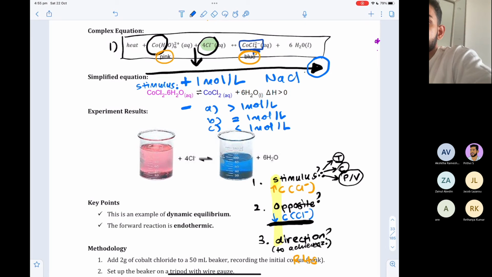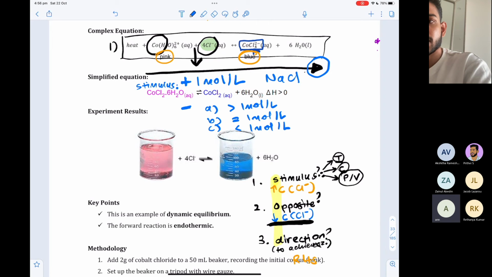And any ideas? Would it be B? Equal? Yeah, equal. So if I add 1 mole of sodium chloride, you're saying the equilibrium will shift to the right so much that all of that 1 mole is used up? Yes. Okay, good thought. Any other ideas?